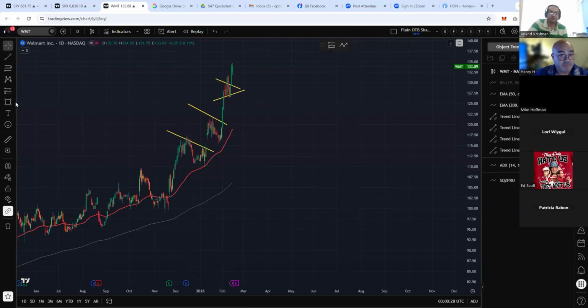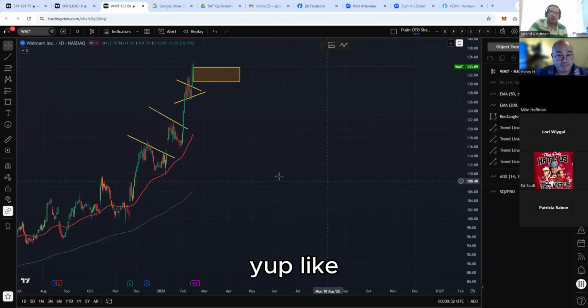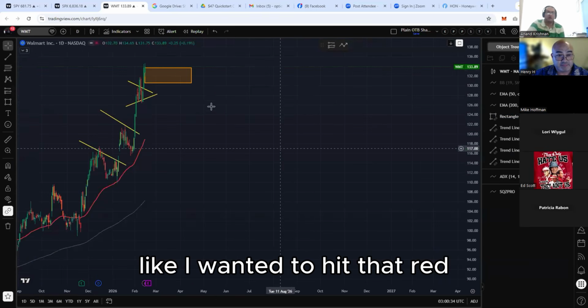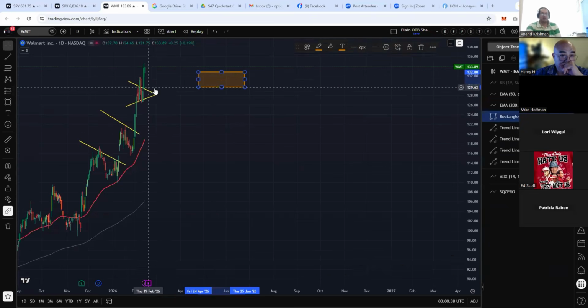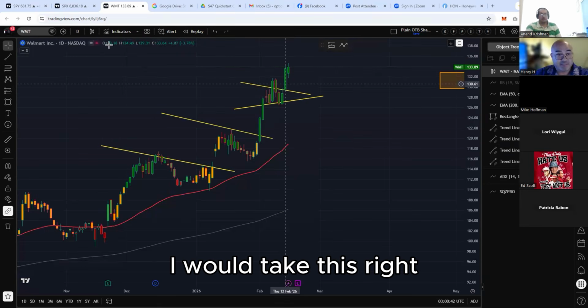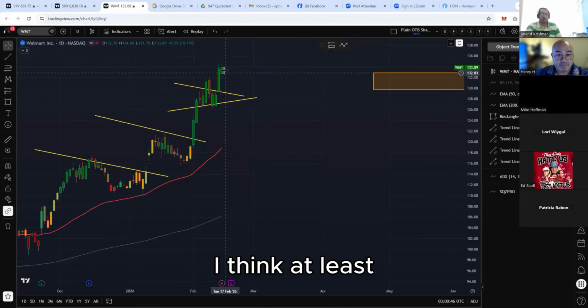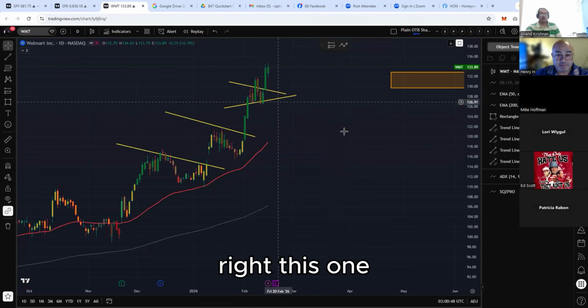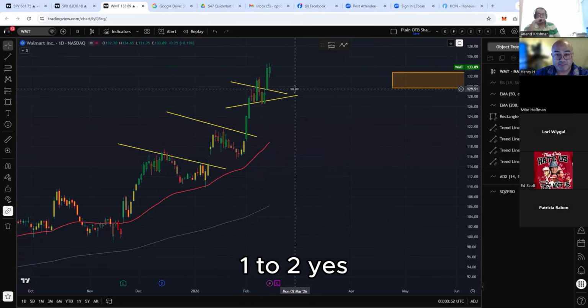For Walmart, I want to see some coiling up. I wanted it to hit those red averages right there, maybe not necessarily the 50, but at least the 21. I would take this, because it would have hit the 21, I think. So set your stop loss below here, 126.